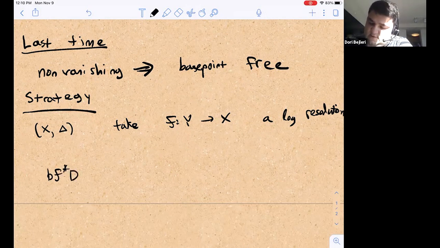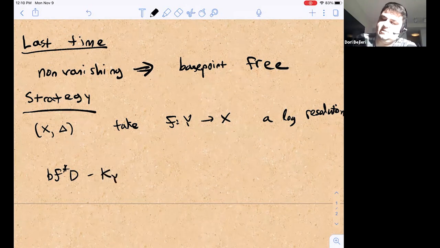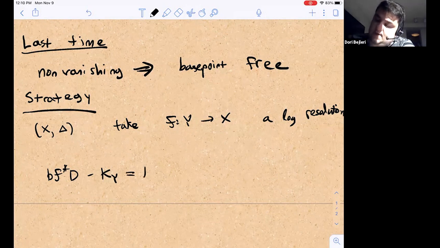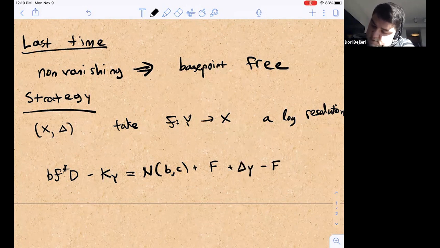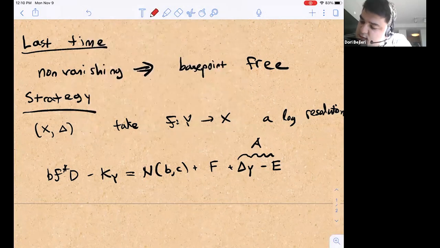And so last time we went through the argument to get to this point, but what we said was that if we can write down an expression of the form b f*D − K_Y = Nb, c plus f, I'll write it as plus Δ_Y − E, where last time we separated the Δ and the E, this time these will come up as just a divisor A, but where this is some smooth irreducible reduced divisor.